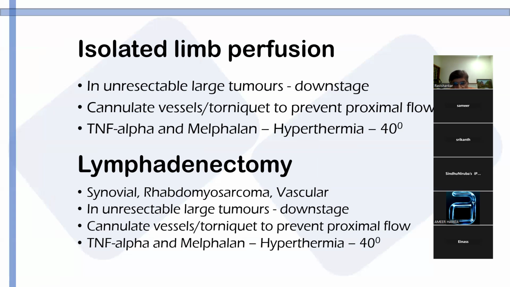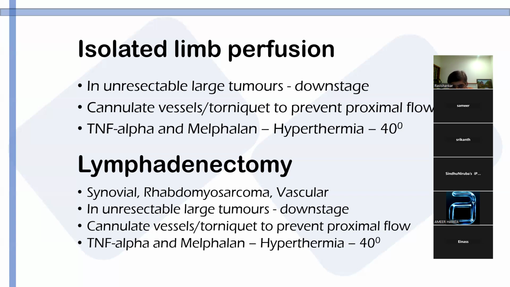Okay, so there are two other things that you need to know about when we talk about sarcoma. One is isolated limb perfusion. Unresectable large tumor, you want to downstage it, you can do it. The advantage is that there is no systemic toxicity. You cannulate the artery and the main vein of the limb, put it into a circulating machine, just like a heart-lung machine, for example. Put a tourniquet proximal to where you have cannulated the vessels and tighten it up so that none of the blood enters the main circulation.